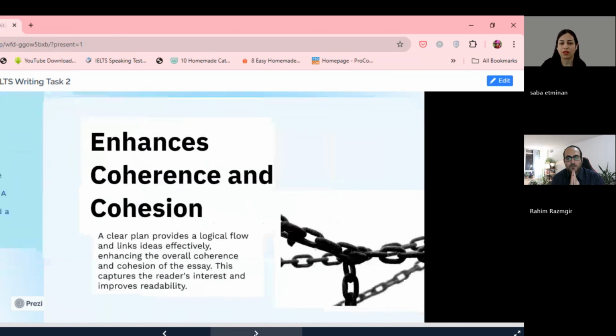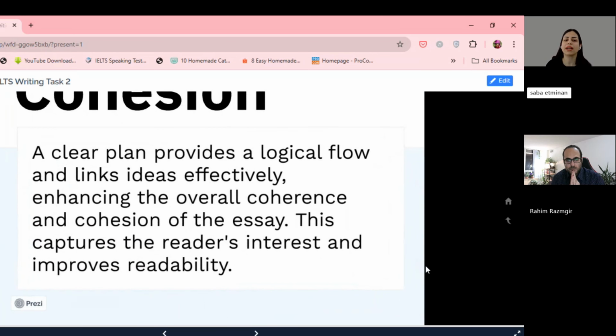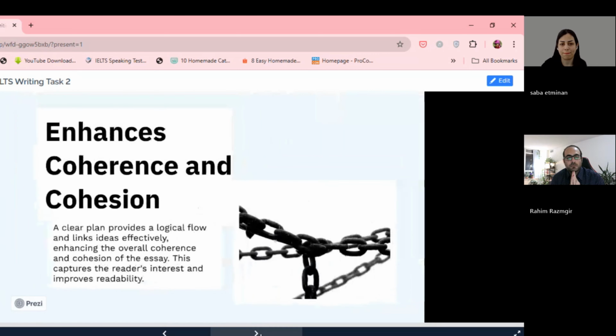And then another thing is that it enhances coherence and cohesion. We talked about that before. A clear plan provides a logical flow and links ideas effectively, enhancing the overall coherence and cohesion of the essay. This captures the reader's interest and improves readability of our essay.